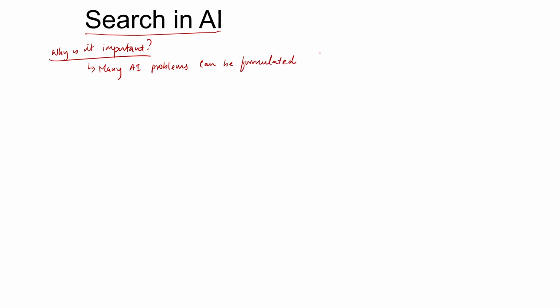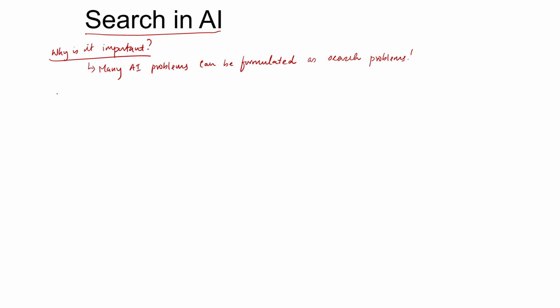So, in AI or artificial intelligence, search is an important aspect. Why is it important? The reason being is many AI problems can be formulated as search problems. We can formulate the AI problems as search problems.